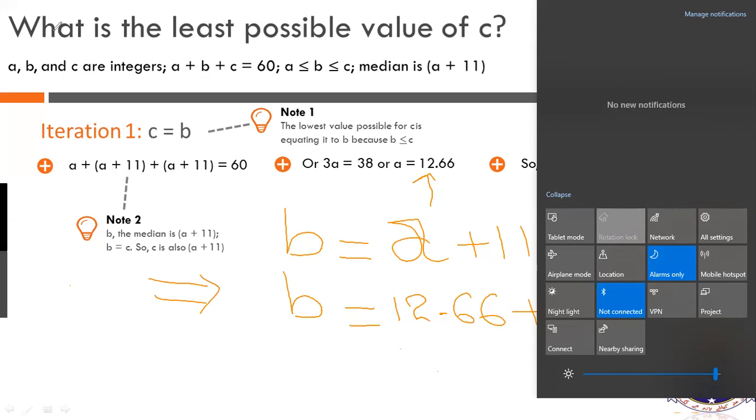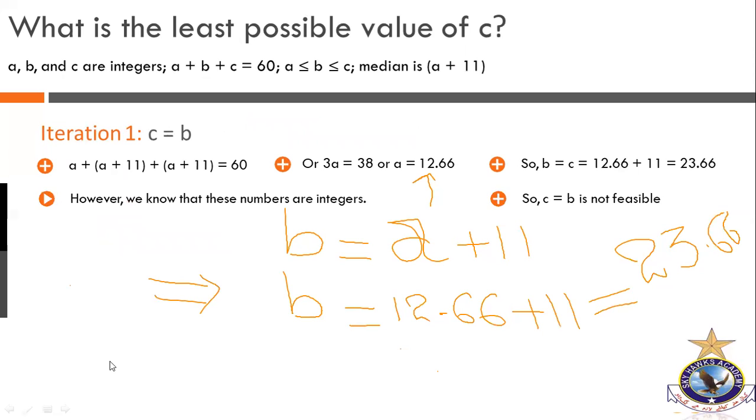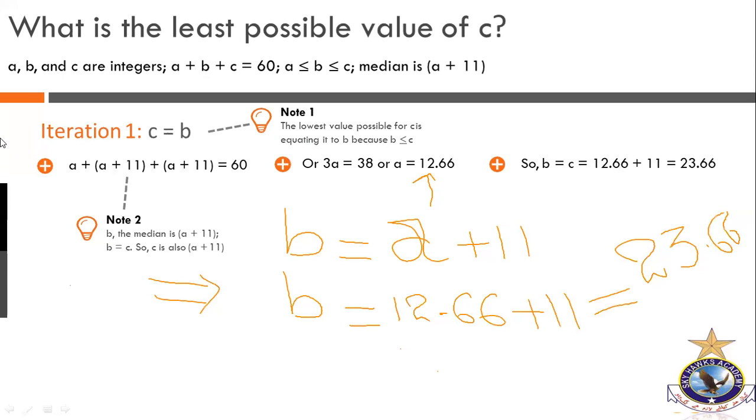Okay, let's see. I saw it. So B is this one. Am I right? Yep. You're right. Now we suppose that B is equal to C. One more thing is that B is equal to C. This one. So this is the value of C. Is it right? Yeah, that's right. What is the value of C from here? Value of C is 23.66.